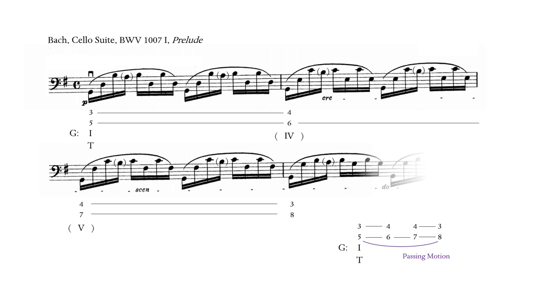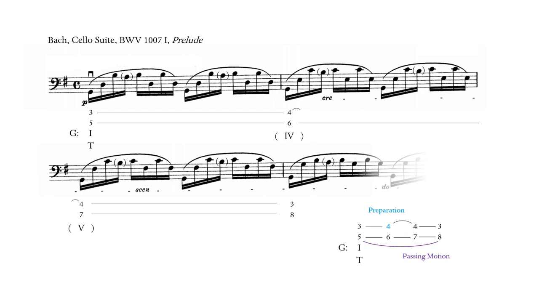In the top voice, we connect the adjacent figures of a fourth in measures 2 and 3 with another slur, this time not to indicate a passing motion, but to indicate a suspension dissonance. The interval that initiates the slur is the preparation.